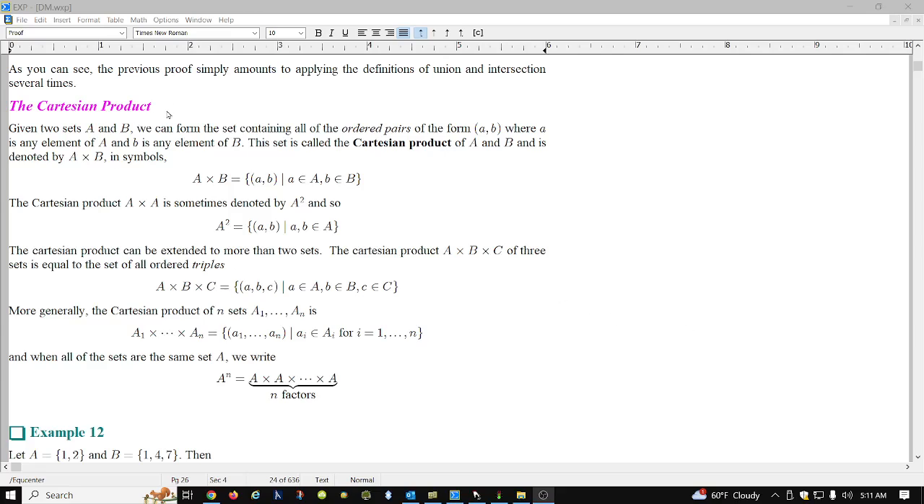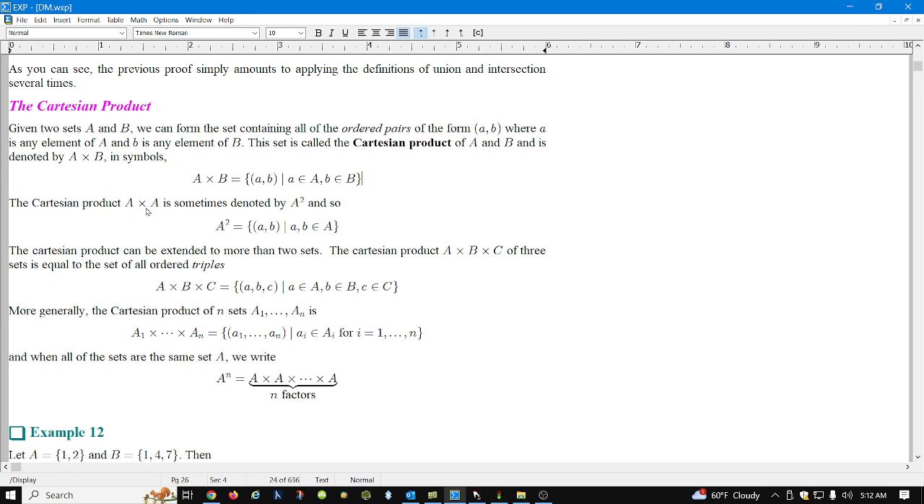Let's talk now about the Cartesian product. Also, I have a feeling you've seen this before. Given two sets A and B, we can form the set containing all the ordered pairs, denoted this way, where little a, the first component, belongs to the set capital A, and little b belongs to capital B. This is called the Cartesian product of A and B, denoted by A cross B, and here it is in symbols: little a is in A, little b is in B.